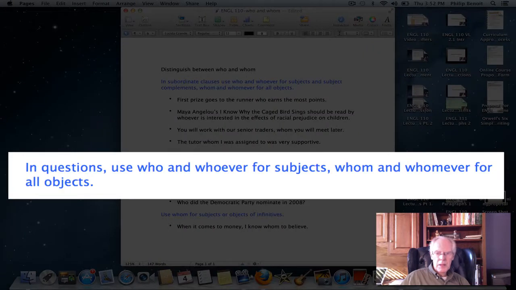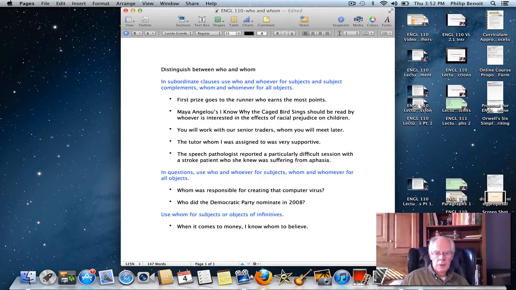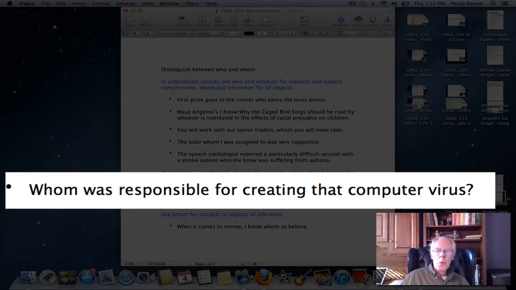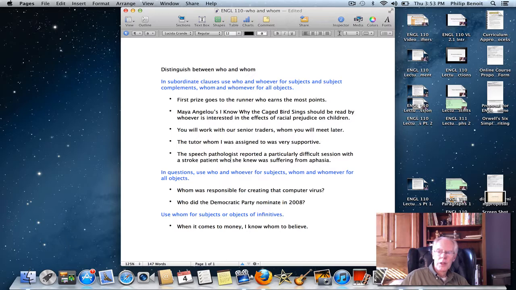Now in questions, use who and whoever for subjects, whom and whomever for all objects. Again, the rule is the same. It's in the application where we get confused. So here's an example of an inappropriately rendered use of the word who. Whom was responsible for creating that computer virus? A question here. So again, we have the objective form when we should have the subjective form, or the subject of the sentence. Who was responsible? Very difficult to sometimes see, but it's very easy when we think about it as the subject of the sentence.